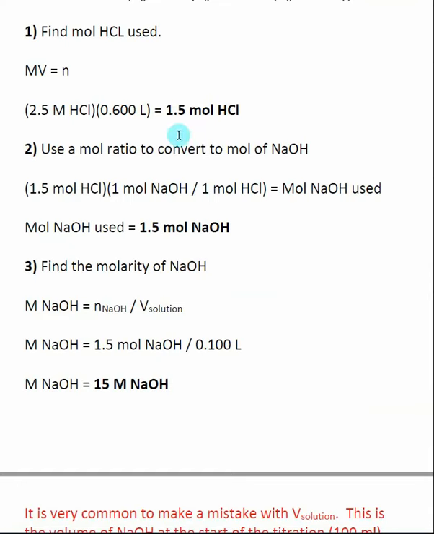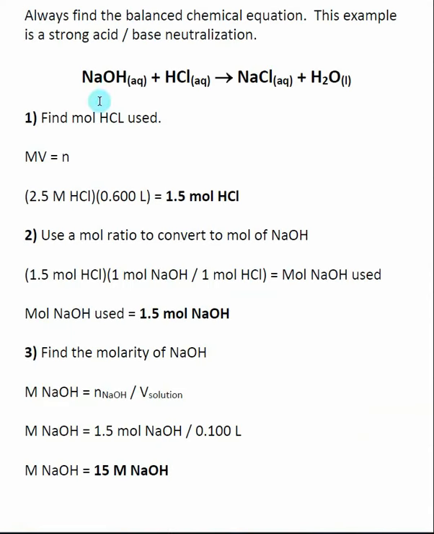So really what we're saying, using our balanced reaction here, is if I used up 1.5 moles of HCl, how many moles of NaOH did it take to cause that reaction? So I'm going to use the mole ratio from this reaction, and remember it's 1-to-1. So I started with 1.5 moles of HCl. That's how much it took of our known acid to reach the equivalence point.